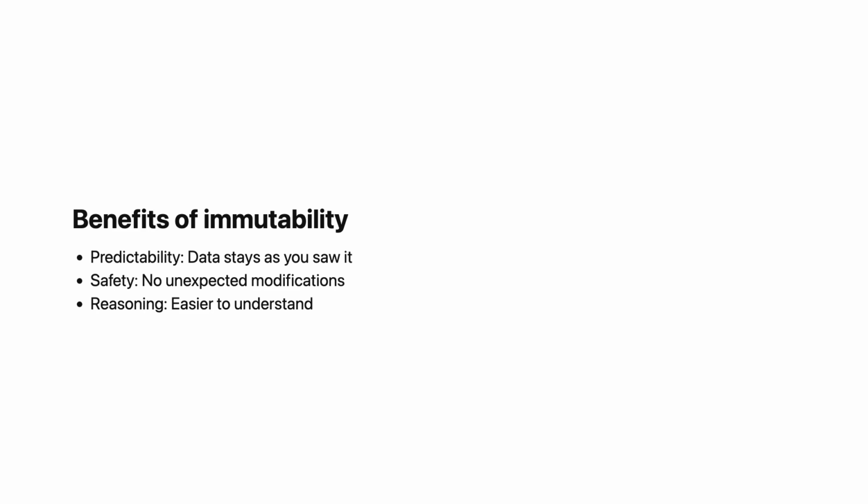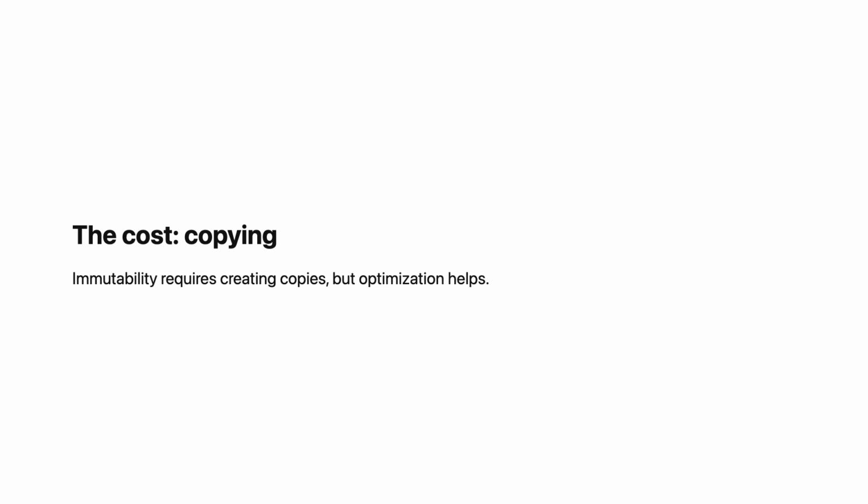Immutability has costs. If you want to change something, you must create a copy with the change. This means allocation, memory, time. With mutable data, you modify in place. No extra memory. With immutable data, you create a new version. More memory, at least temporarily. For small data, this cost is negligible. For large data, it can matter.